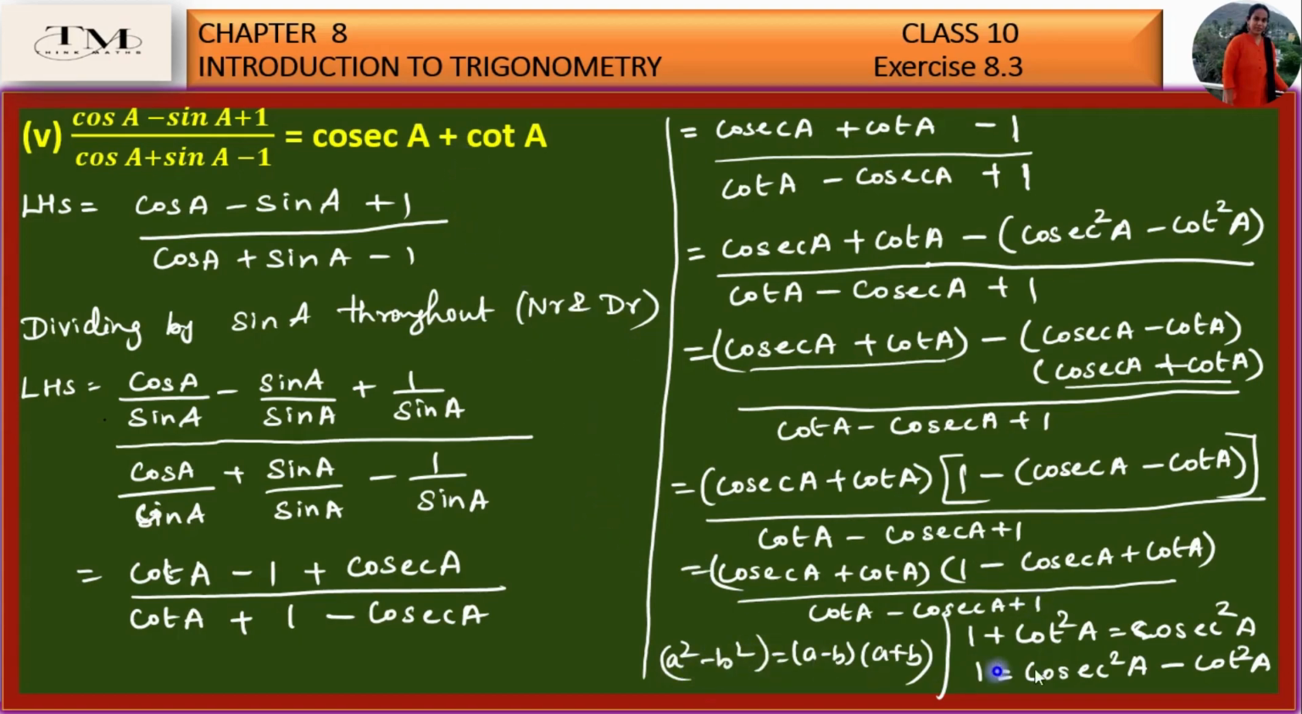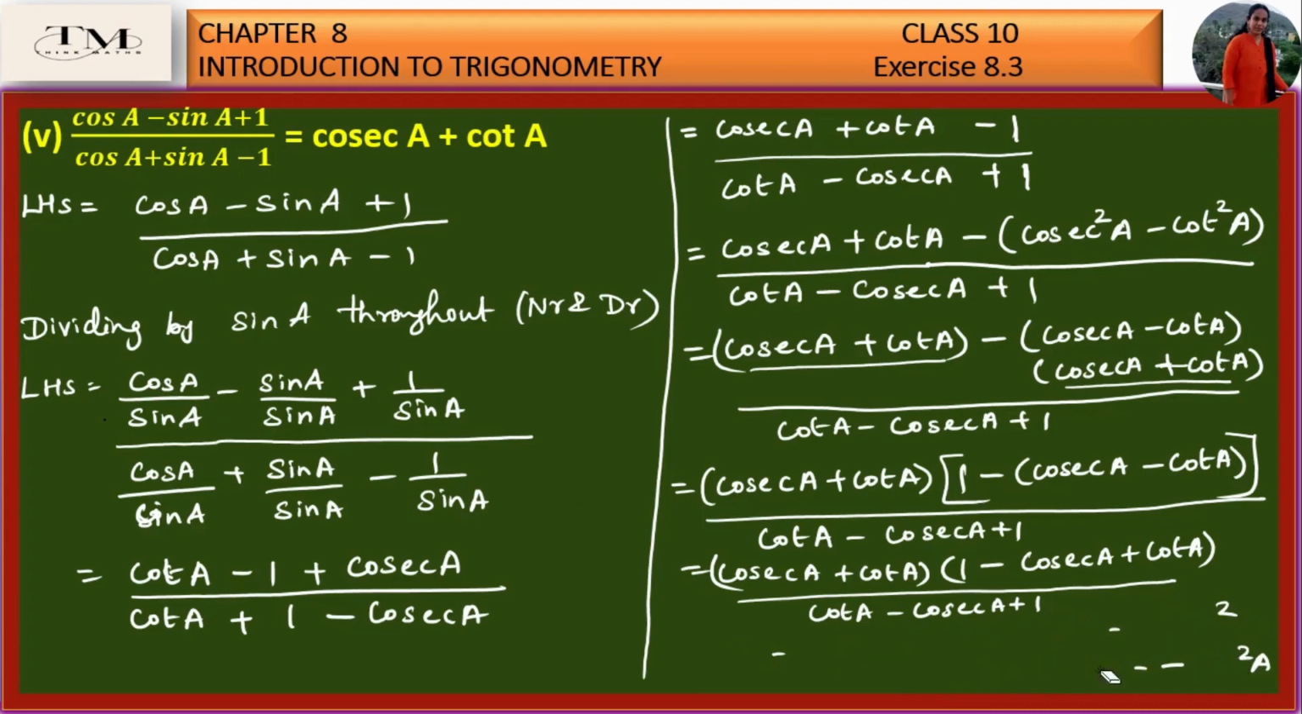So let me erase these values and write the solution. Okay children, so what are we getting? Cosecant A plus cot A, which is the RHS, equals, these two terms are the same, cot A minus cosecant A plus 1. So you will be getting the remaining cosecant A plus cot A, which is RHS. So we have proved LHS equal to RHS.